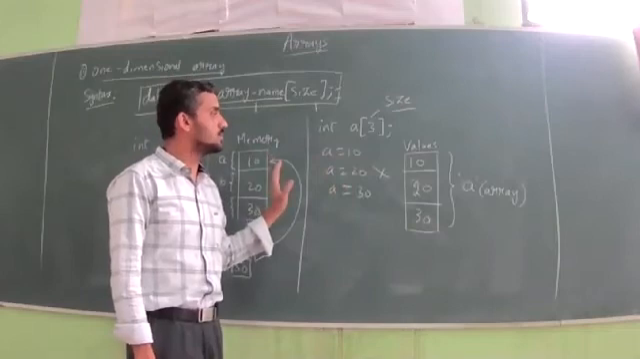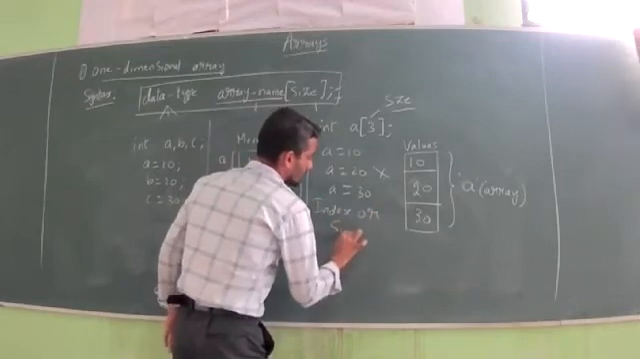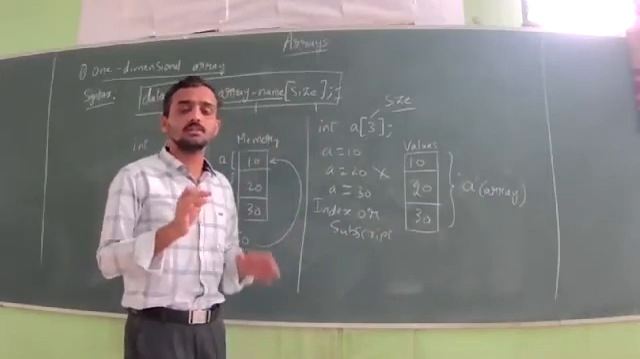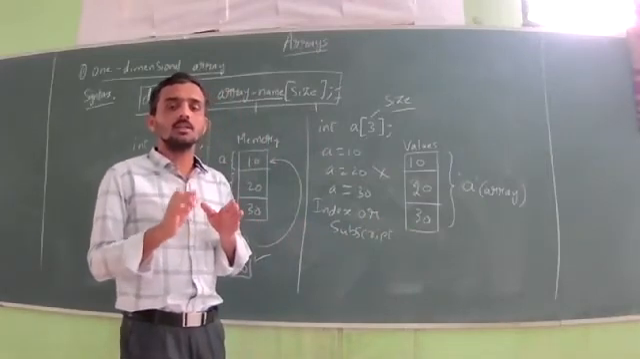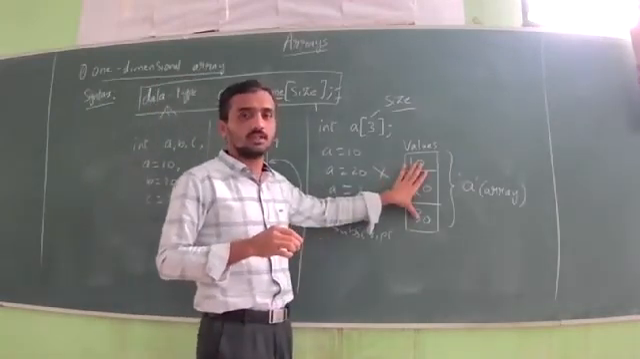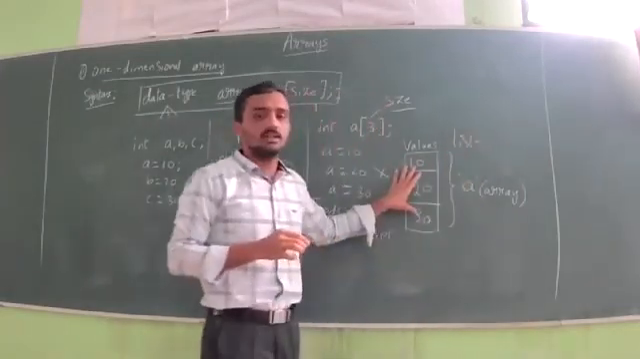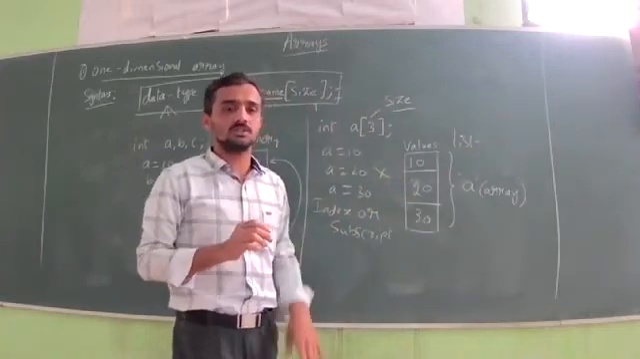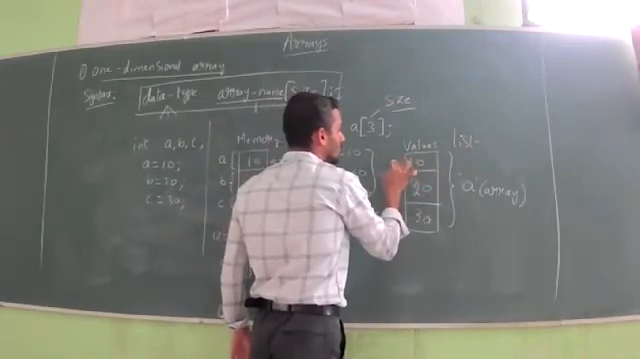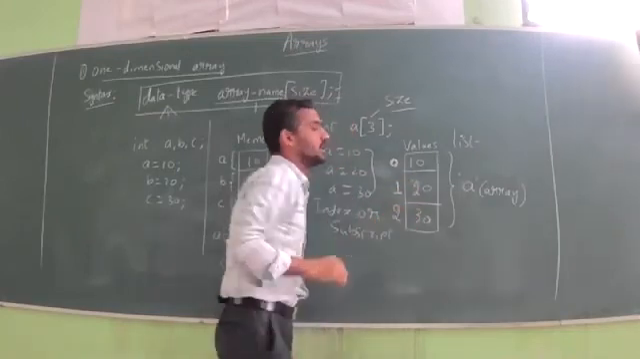So here we have to make use of the concept called index or subscript value. That index or subscript value is nothing but indicating the positions of each element of an array. This complete thing, 10, 20, 30, this list, or you can say collection or group, is an array. So each element is indicated by its position. The first element position will be indicated by 0, the second by 1, the third by 2.